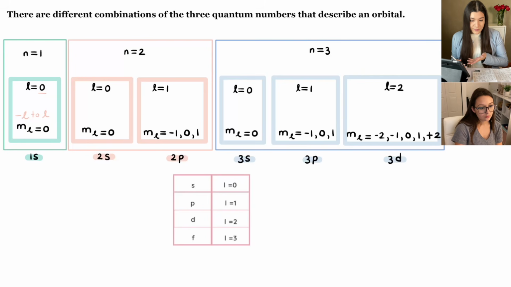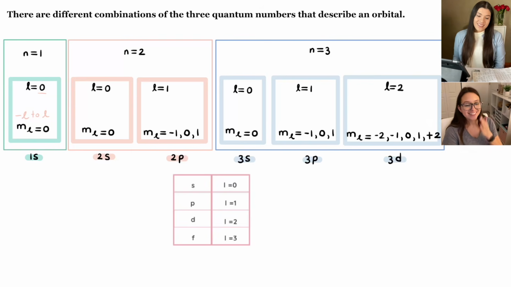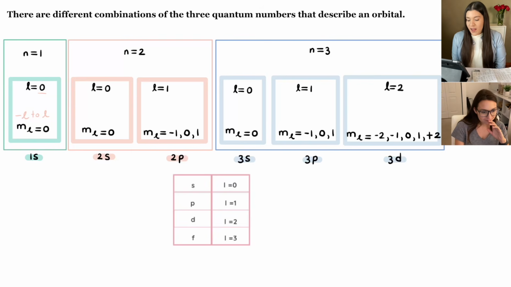Does this make sense? Yes, I'm just trying to figure out how that's going to apply to a question. You know what I mean? Like, what are they going to ask me from this? You could be given 1s and be asked to write all the possible quantum numbers. And then you'd have to know that this 1 tells me the n value, which is 1. This s represents the l value here.